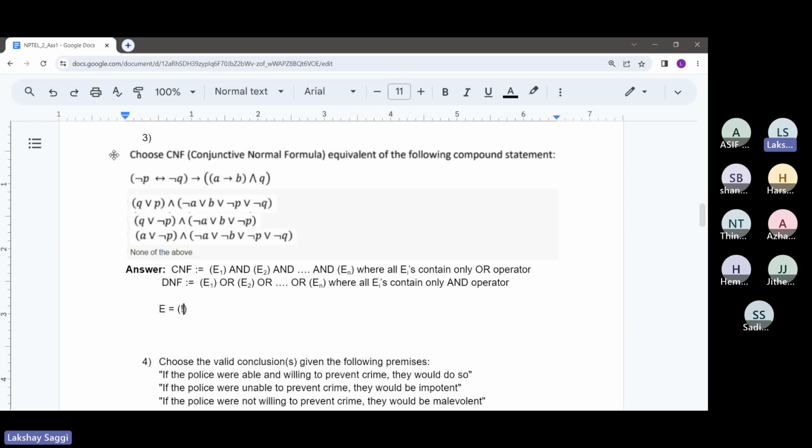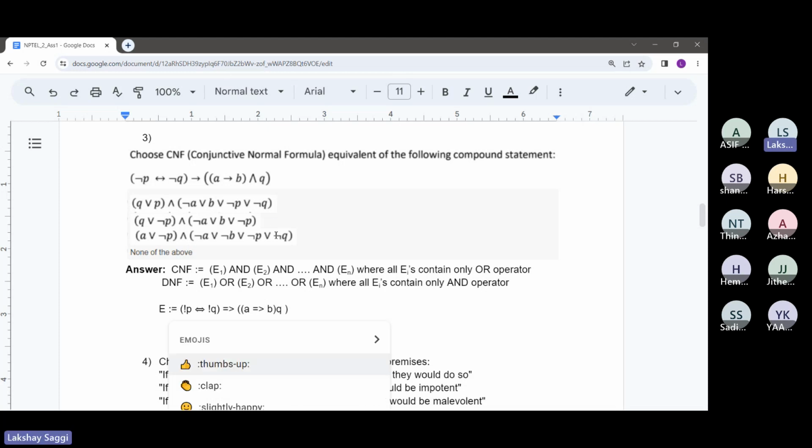It is not P if and only if not Q, and implication implies A implies B, and this is ANDed with Q, so multiplied with Q. So this is the expression E.